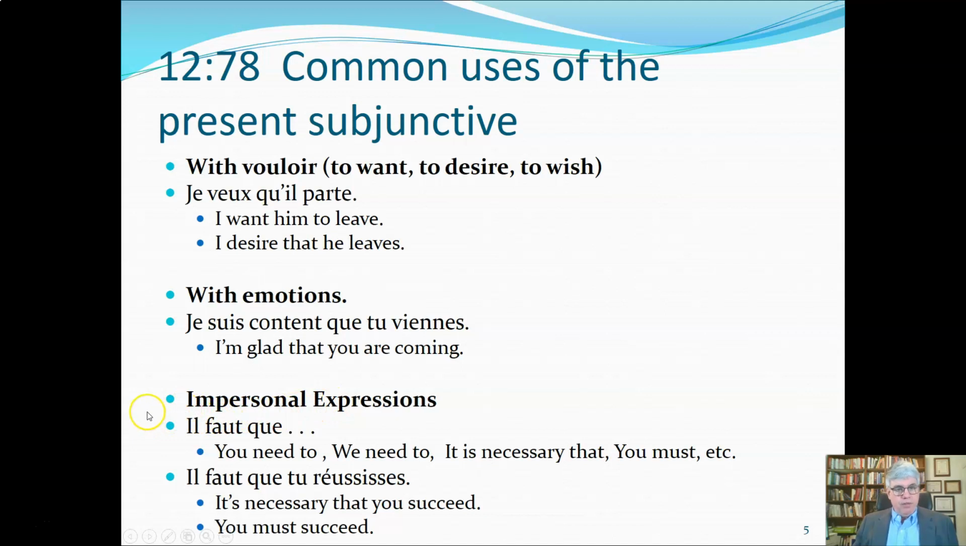It's also used in impersonal expressions. Our expression il faut que, we've seen il faut before meaning it's necessary. Now, if we have an impersonal expression followed by que and a conjugated verb in the subjunctive, that can be translated as you need to, we need to, it's necessary that, you must, all kinds of things, anything that indicates necessity. Il faut que tu réussisses. It's necessary that you succeed, or you must succeed. You have to succeed. Anything like that would be a good translation there.